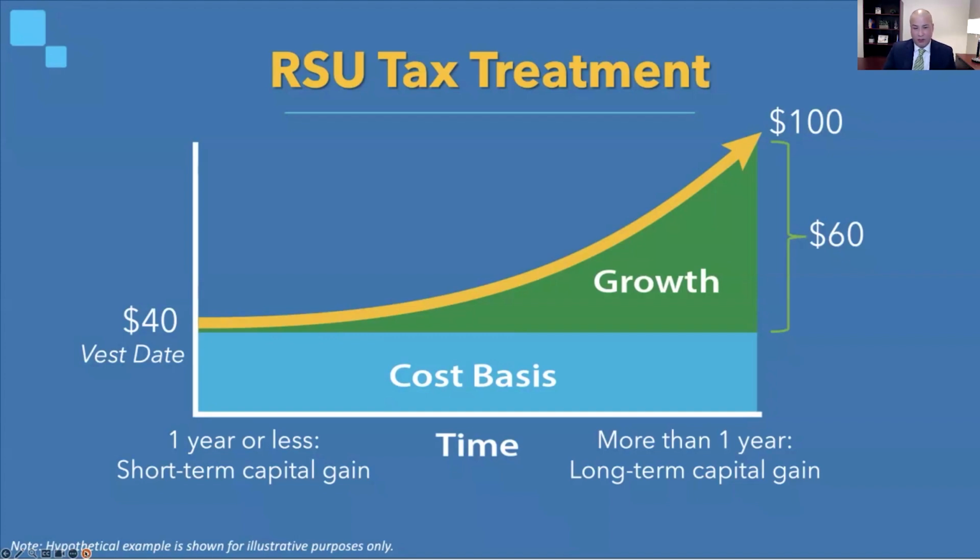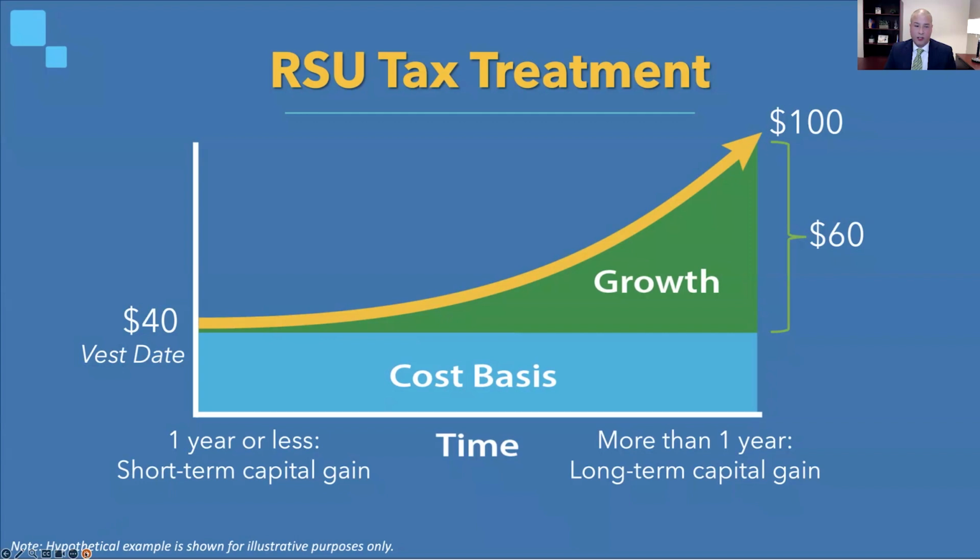When taxes are withheld at your vest date, you establish something called a cost basis in the shares. It's the fair market value of the shares that you received on the vest date. So in this example here, the share price on the vest date is $40 per share. You received 100 shares of the stock. You received $4,000 worth of compensation on the vest date. You pay taxes on that $4,000 worth of compensation.